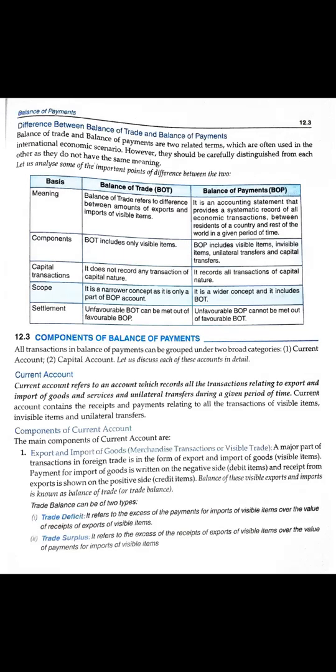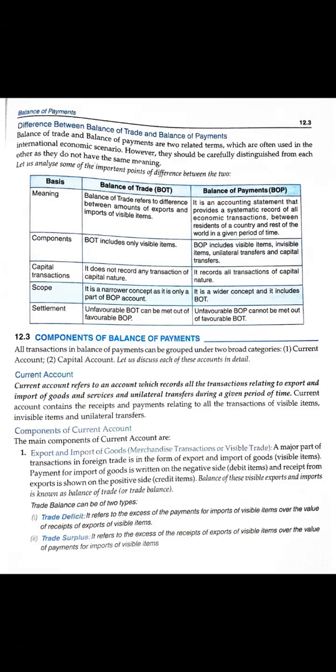Okay. So here current account means it records all the transactions of exports and imports of goods and services as well as unilateral transfer. So goods and services: goods means tangible, that is visible items, and services means intangible items, that is banking, insurance, shipping, all those things.